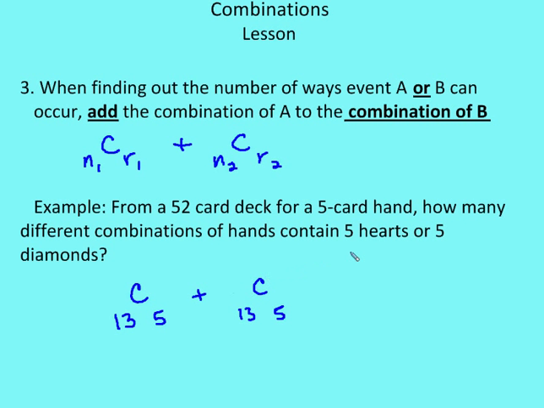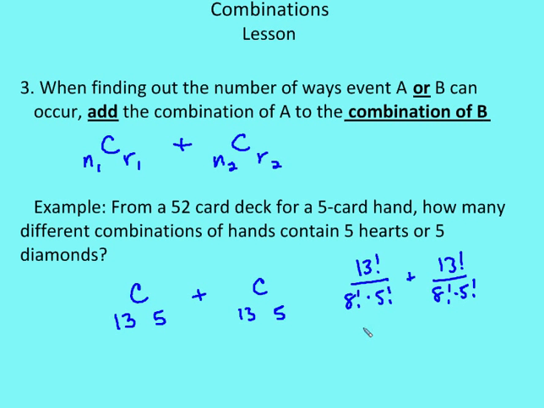So now I just have to evaluate the 2 combinations. I have 13 factorial over 13 minus 5 factorial, which is 8 factorial, times 5 factorial, plus 13 factorial over 8 factorial times 5 factorial. And I'm going to go ahead and pause for a second while you figure this out. And I'm going to come back, and then we'll provide the answer for you and move on to our last topic of discussion.